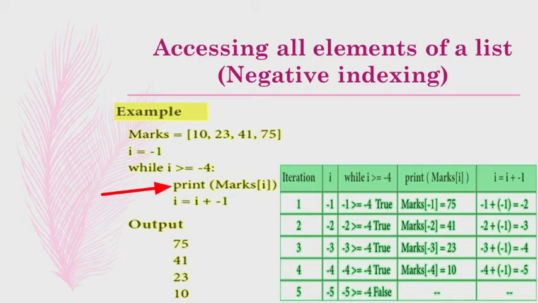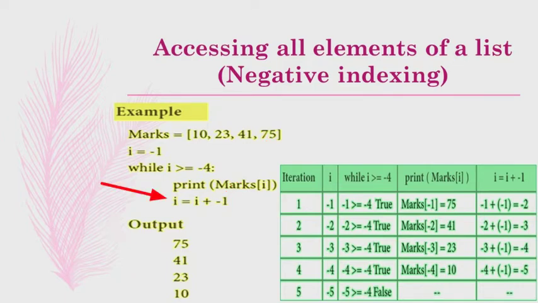And next again update the variable. I is equal to I plus -1 means what? I is equal to I minus 1. Okay, so first check the condition. -1 is greater than or equal to -4. -1 is greater than -4. So this condition is true. So you have to print marks I. Which element is stored in the index position I, that is -1? 75. So 75 will be displayed on the output screen.